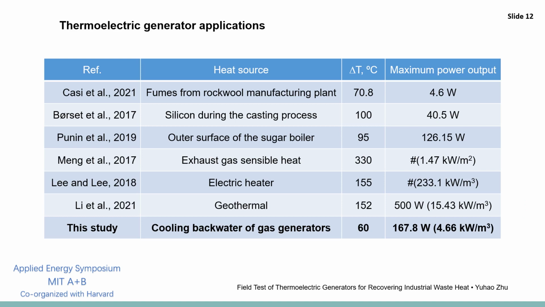At a temperature difference of 60 degrees Celsius, our 20-layer TEG generated 167 watts of electricity. The power density was 4.66 kilowatts per cubic meter. This is a good result compared to some other high-temperature applications.